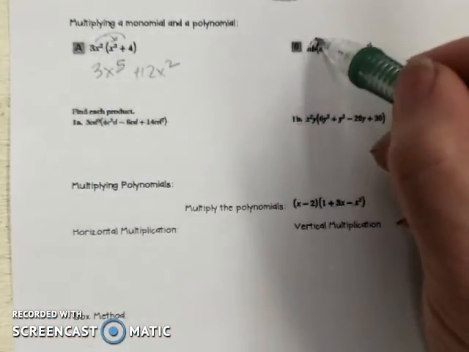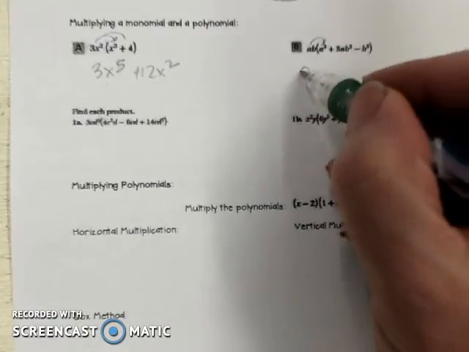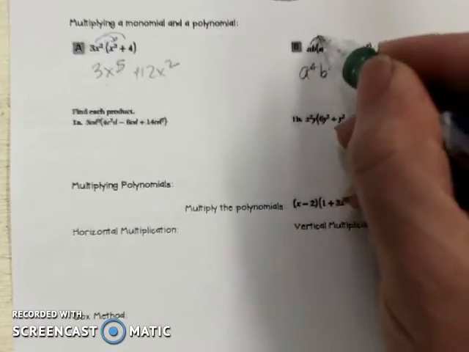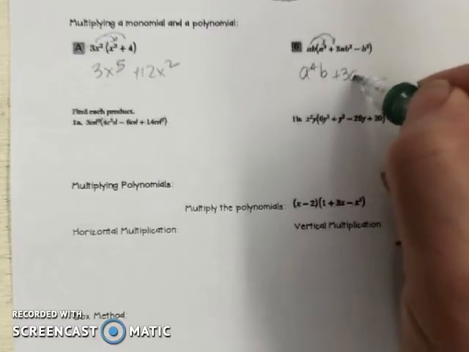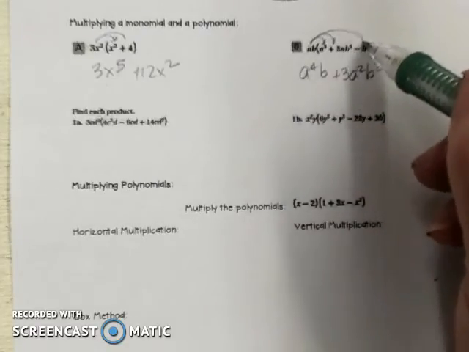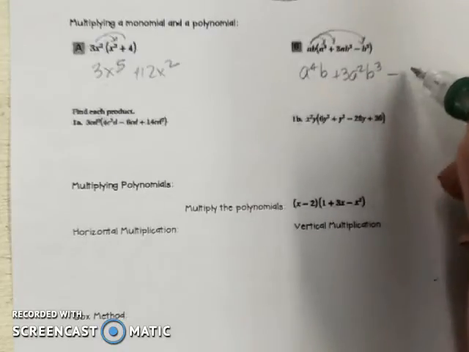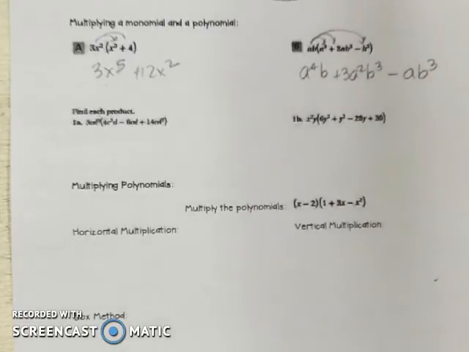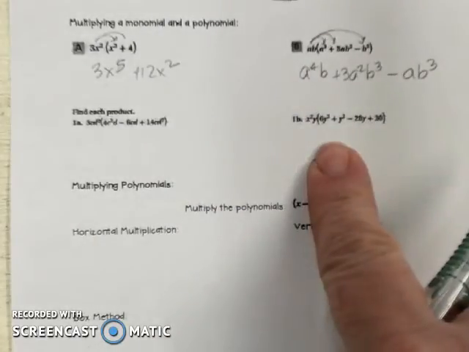Same thing here. Distribute the ab. So that gives me a to the 4th b. That gives me 3a squared b cubed. Remembering your properties of exponents, when you multiply like bases, you add, and that gives me a negative ab cubed. Pause the video, and you do 1a and 1b, and then come back and check it.